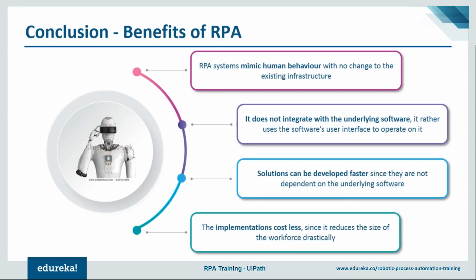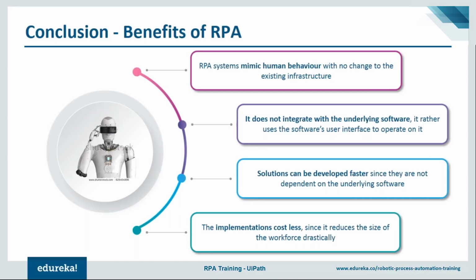So first of all, RPA systems mimic human behavior with no change to the existing infrastructure, which basically means, you could relate it with the calculator example, that the existing infrastructure, the existing technology, we are not changing it. We are not even touching it. We can do everything on that calculator as a human was doing using RPA without changing the calculator's technology, which is awesome, which was not possible before.